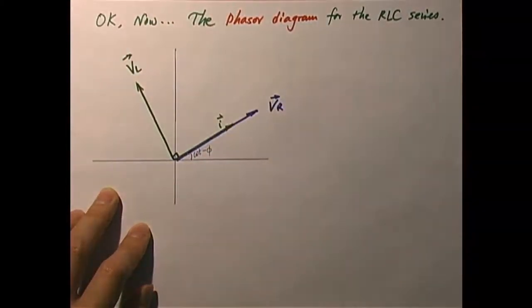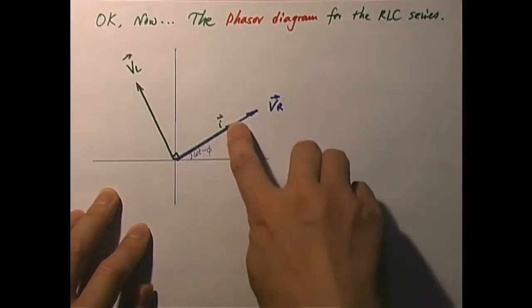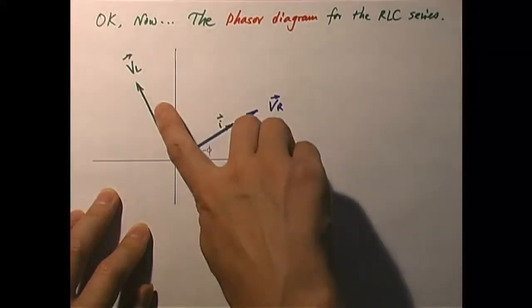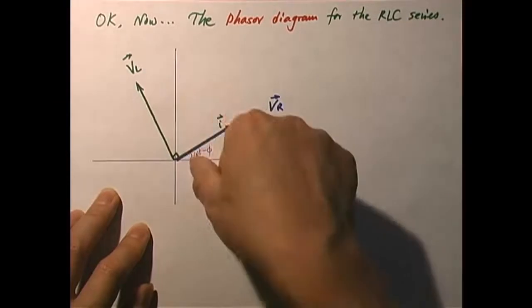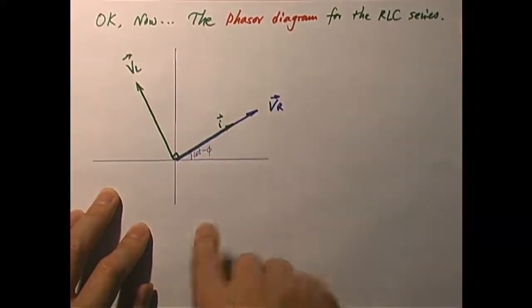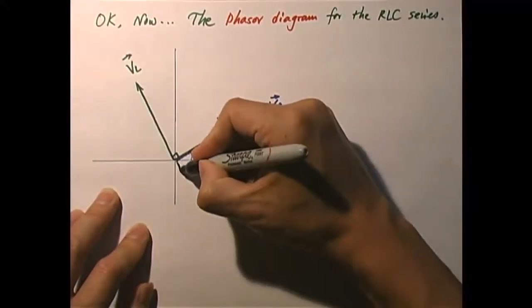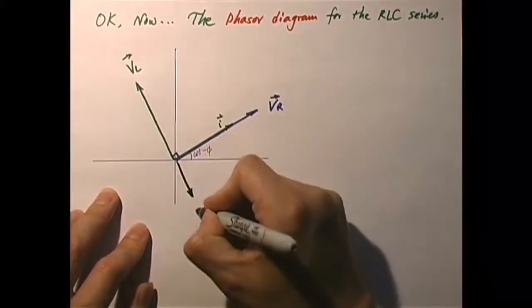Now, what about the VC phasor? VC lags behind the current by 90 degrees, while VL leads by 90 degrees. So basically, VC is 180 degrees away from VL, right? It goes back by 90 degrees. So I'm going to draw a VC phasor, using a different color. Here's the VC phasor.